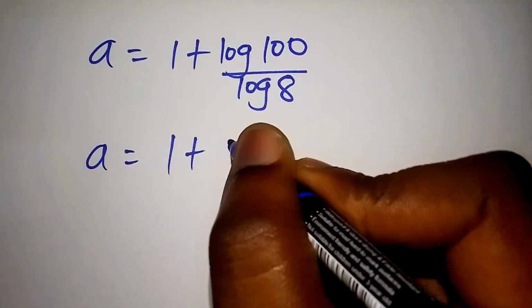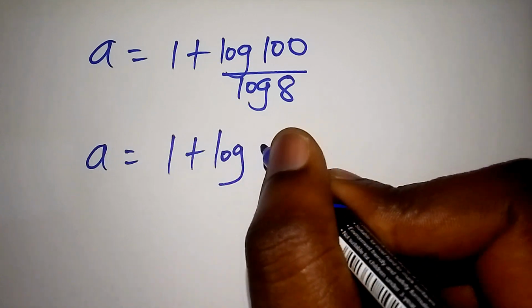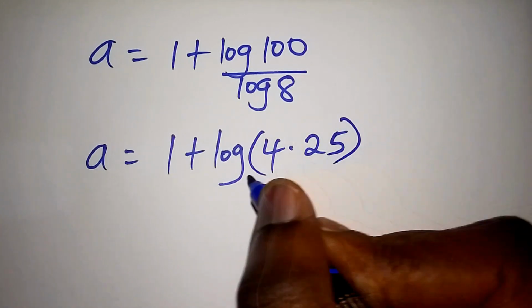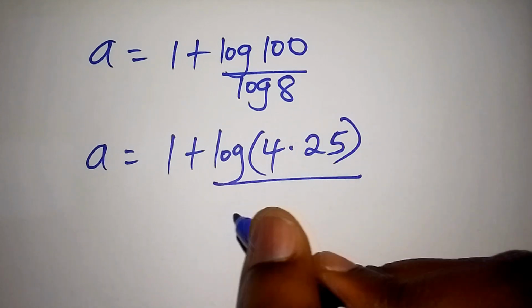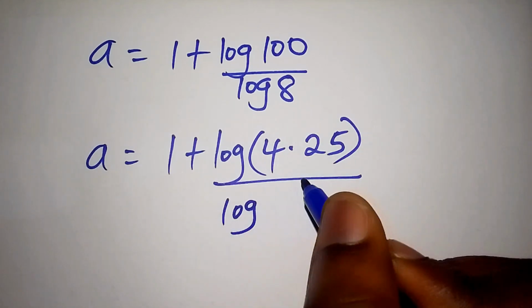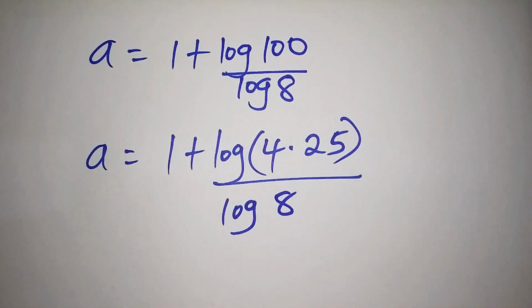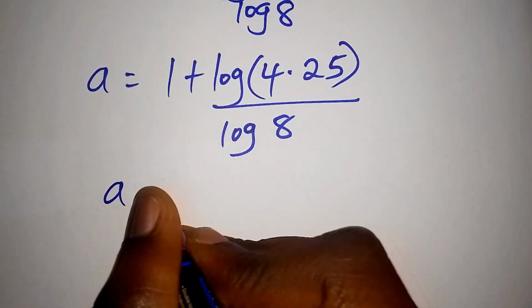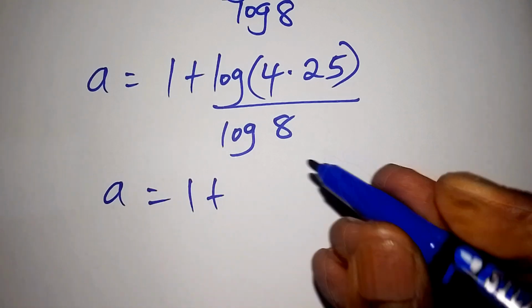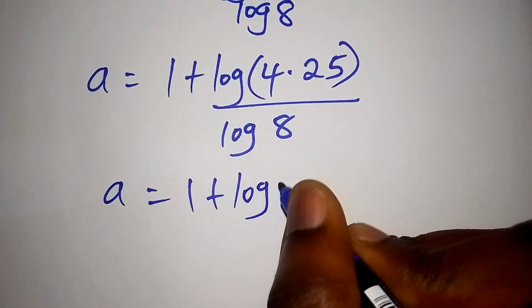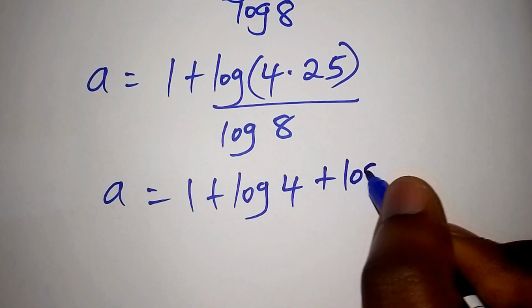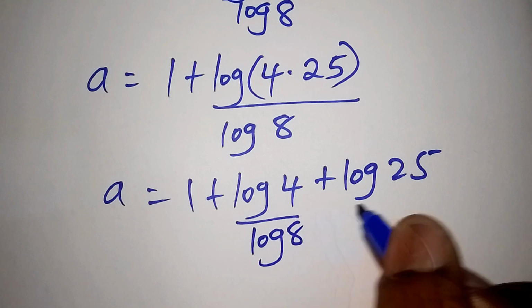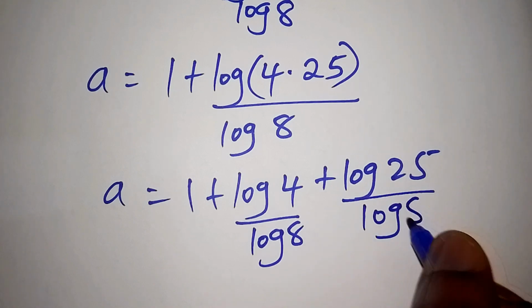When you factorize the log of 100, we shall have the log of 4 multiplied by 25, then all over the log of 8. So we shall still have the log of 8 because we are dividing both sides by the log of 8. So our value of a is equal to 1 plus, so let's now split it by having the log of 4 plus the log of 25. Then all of them shall be divided by the log of 8, and here also by the log of 8.